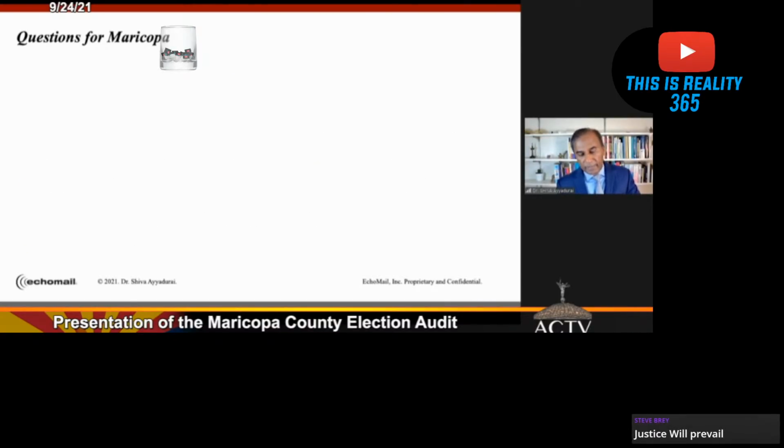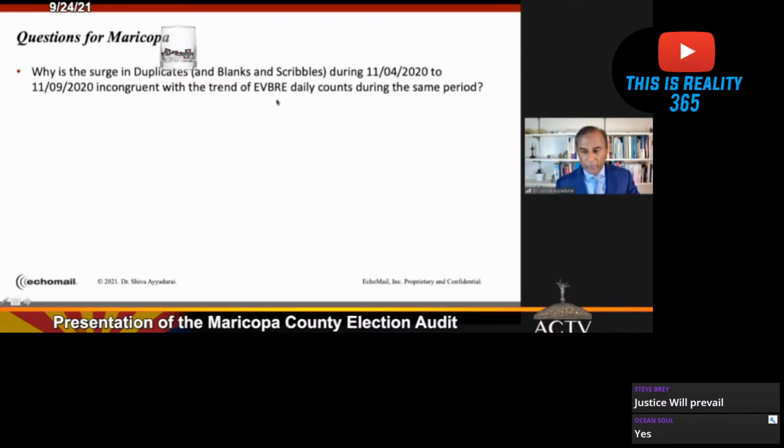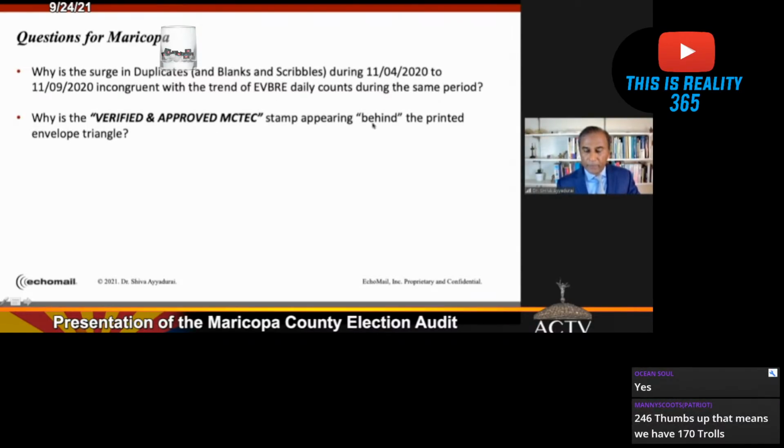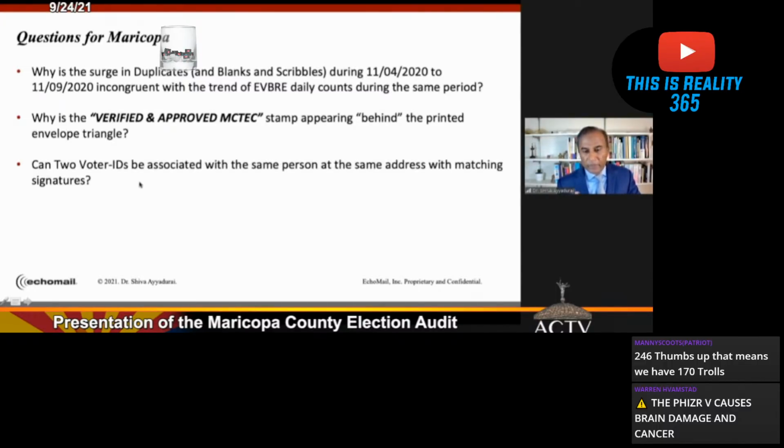Talk a little bit more about that. And the last set of questions is, why was there a sudden surge of duplicates during 11/04 to 11/09, which is incongruent with the trend we were seeing with the early voting ballot return envelope counts. Finally, why is a verified and approved stamp envelope appearing behind the printed envelope triangle? How does that happen? Is there some imaging that's done? Are the envelopes printed? I mean, I just have a question from an imaging standpoint.